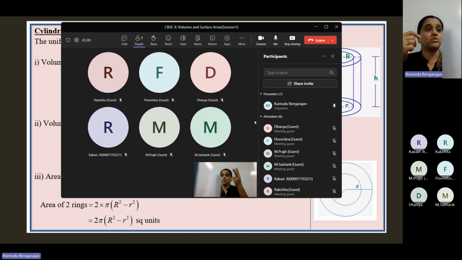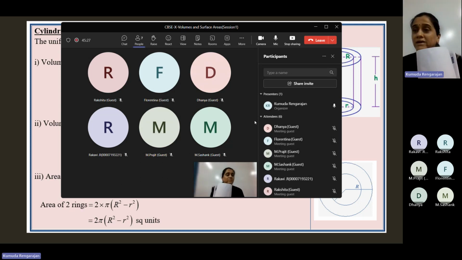Now here there are 2 curved surface areas. One is inside, one is outside. So for the inside one, use small r, and for the outside one, use capital R. 2 pi small r h will be the inner CSA, and 2 pi capital R h will be the outer CSA. Area of the ring on the top is pi (R square minus r square), same thing below. So you can see it in the slide now.